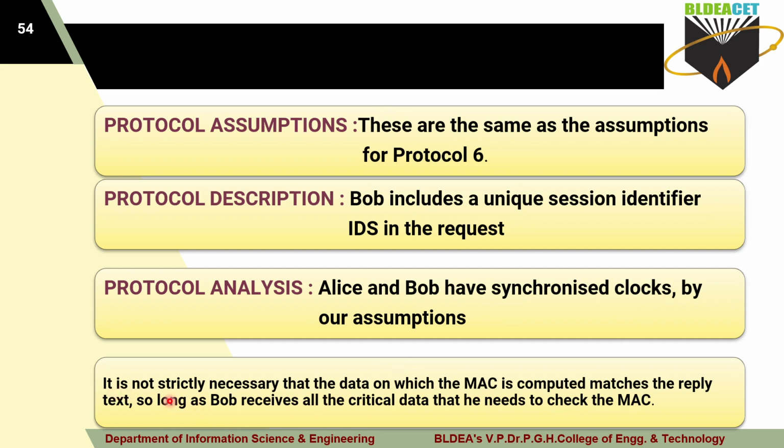It is not strictly necessary that the data on which the MAC is computed matches the reply text, so long as Bob receives all the critical data that he needs to check the MAC. MAC computation is also a little bit complex. To prevent that, you can check the messages. For all the messages, it is not necessary to add the message authentication code. If you compute the MAC only for the critical data, it is good.